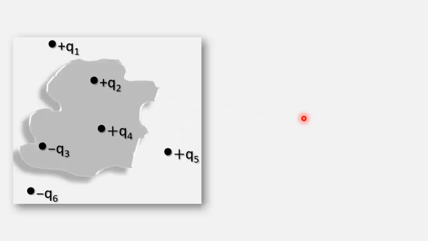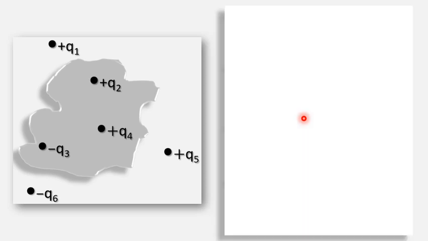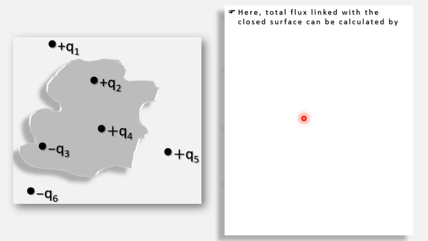Now we know that to find out flux when you have irregular surface area, we have maths, we have our formula to find out electric flux. We can say that electric flux linked with a closed surface can be given by this formula. Say flux is phi. Phi is equal to the closed integration of electric field over surface area. Now what is E here?